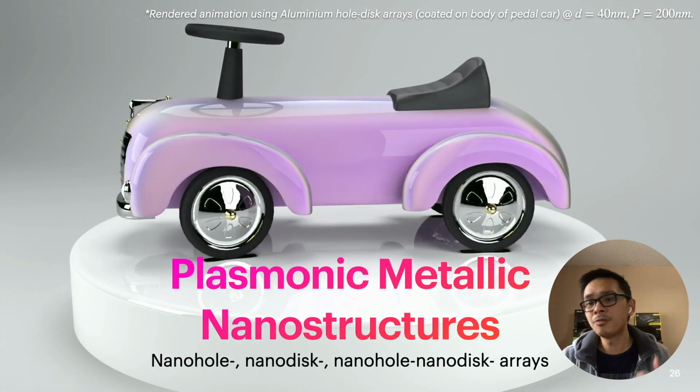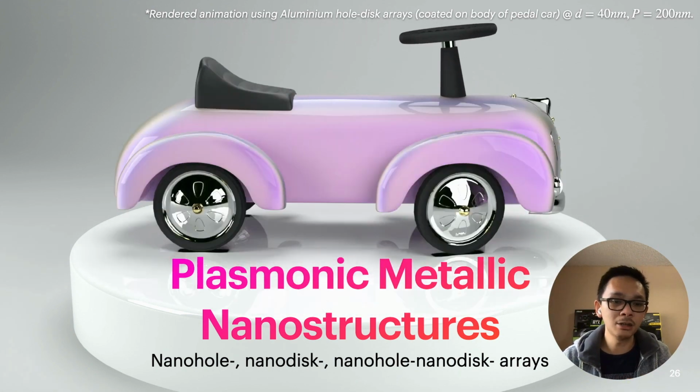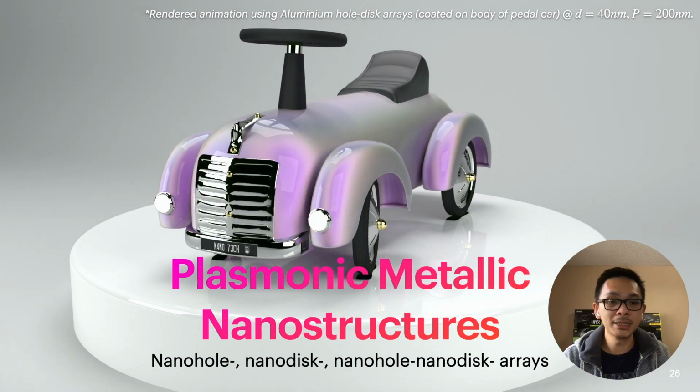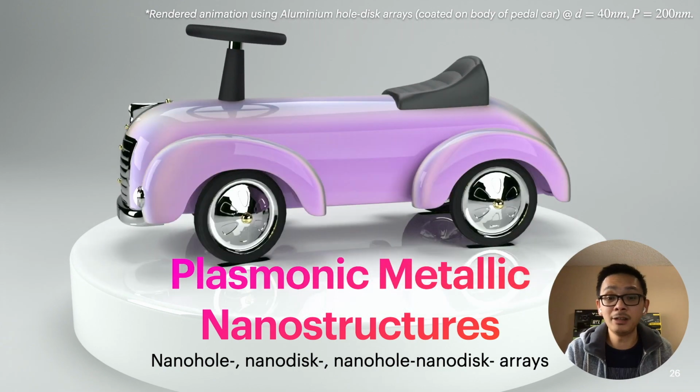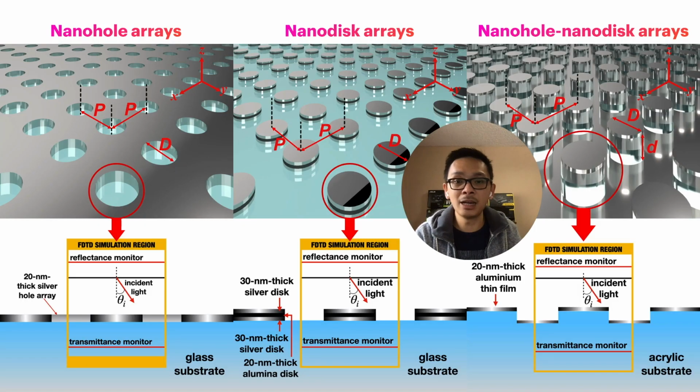So next, we move on to the more interesting structure over here. It's a plasmonic metallic nanostructure. As we know, the plasmonic response is generally dependent on the angle, the polarization, as well as the configuration of the nanostructure. So for this case, we choose three structures over here: the nano hole array, the nano disk array, and the hybrid structure, the hole and the disk array.